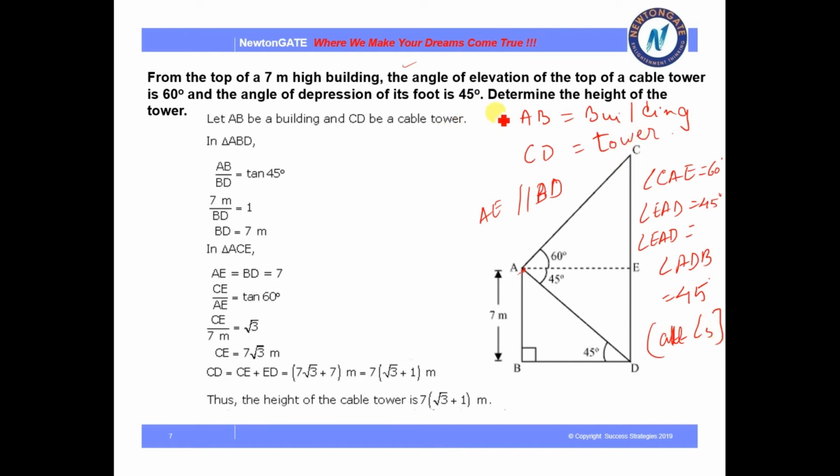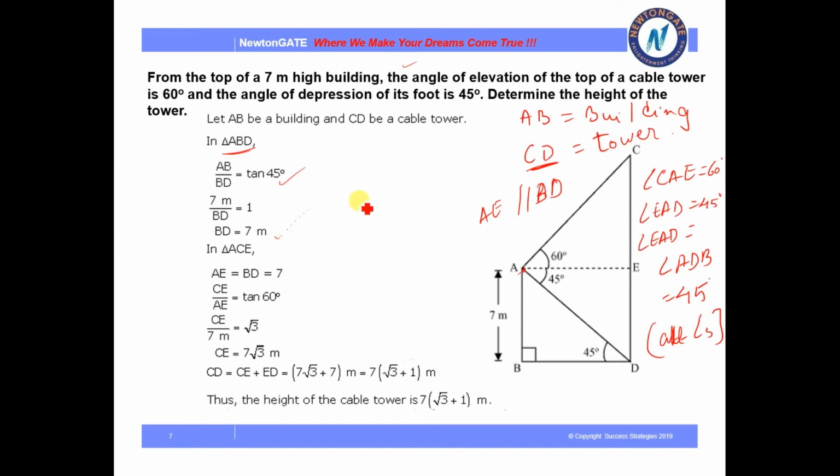So what do we do? We need to find the height of the tower. We need to find CD. So let's take the first triangle, ABD. In triangle ABD, AB by BD is equal to tan 45. Tan 45 we know the value is 1, and we found the value of BD as 7 meters because AB was 7.